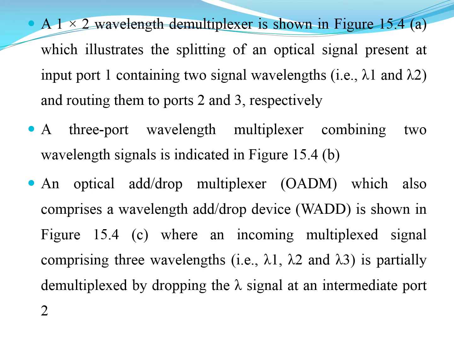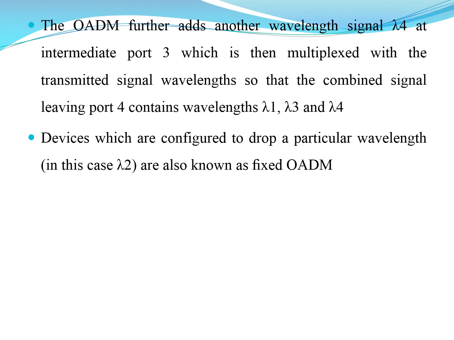Then we are going to use the optical add drop multiplexer, in short OADM, which also comprises a wavelength add drop device. In short, the WADD, the wavelength add drop device, is where an incoming multiplexed signal comprising three different wavelengths, lambda 1, lambda 2 and lambda 3, is partially demultiplexed by dropping a signal at an intermediate port.